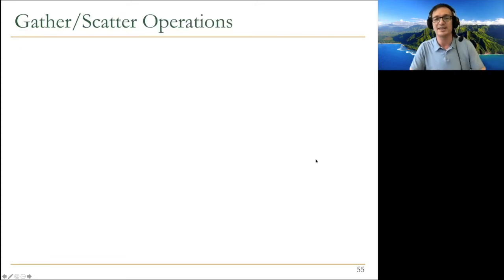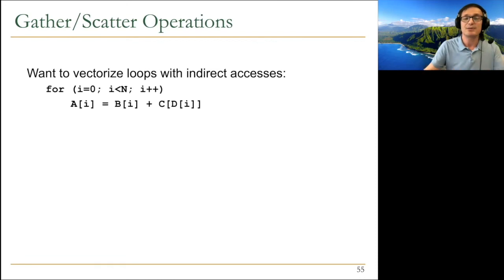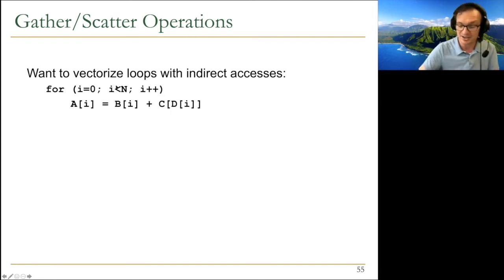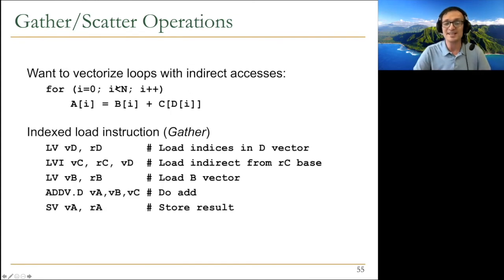Okay, so let's take a look at these gather scatter operations. We want to vectorize loops with indirect accesses at the core of them. This is an example: A[i] = B[i] + C[D[i]]. The addresses are stored in the D vector, and you have n addresses over here. So we're going to introduce an instruction called an index load instruction, a load indirect, essentially. It's also called a gather.